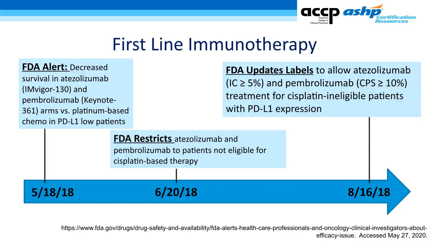That was followed a month later by a label update restricting atezolizumab and pembrolizumab only to patients who were not eligible for cisplatin-based chemotherapy. That was clarified a couple of months later with another FDA update to the labels that allowed atezolizumab if the immune cell staining was more than 5%, and pembrolizumab if the combined positive score was 10% or greater, to be used in the first-line setting in patients who were cisplatin ineligible with PD-L1 expression, but were carboplatin eligible.